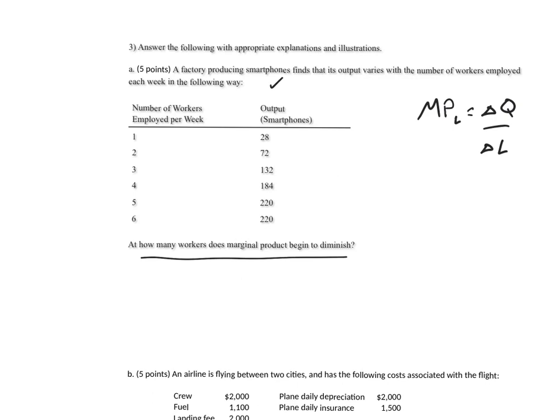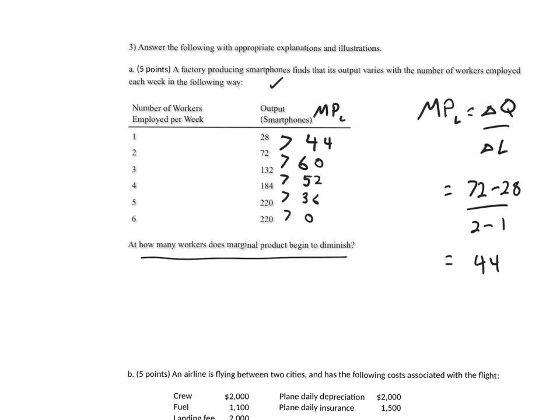If we want, for example, the first value, this is going to be 72 minus 28 divided by 2 minus 1, which is equal to 44. So this is our column for our marginal product of labor. And if we continue using the same calculations, we've got 60 for producing the third, 52 for producing the fourth, 36 for producing the fifth, and 0 for producing the sixth.